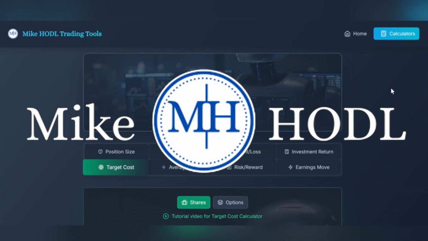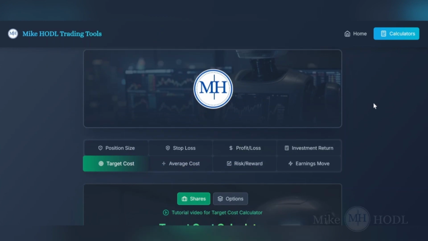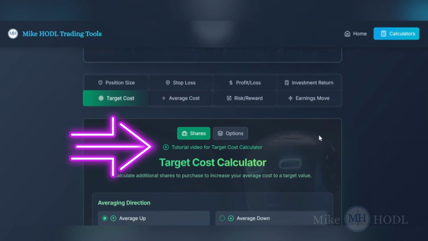This is the tutorial video for the Mike HODL Target Cost Calculator. At the top, you can see the toggle buttons to select between shares and options. For this tutorial, we will use shares. Below that is the link to this tutorial video for the Target Cost Calculator.